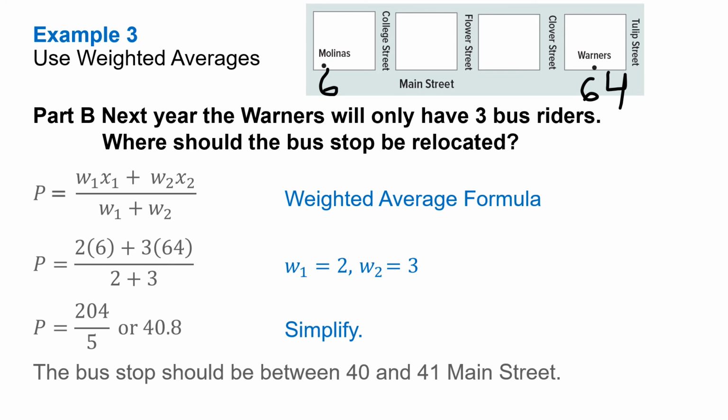So for part B, the weights have changed, but the locations have not. So again, we're going to substitute that into the weighted average formula. 2 times 6 is 12, plus 3 times 64 is 192. 12 plus 192 is 204, and then 2 plus 3 in the denominator is 5. 204 divided by 5 is 40.8, so the bus stop should be between 40 and 41 Main Street.